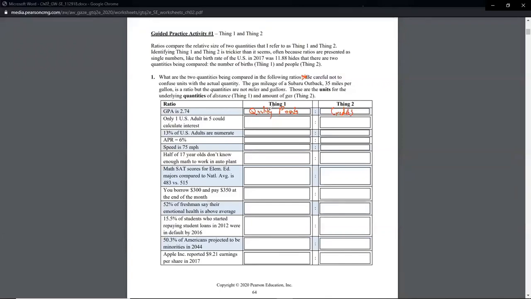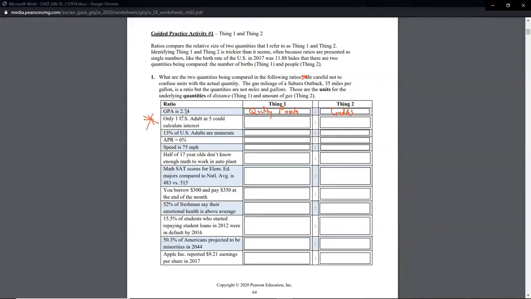Don't worry about that one too much. If this was 15 years ago, when they were still telling students this, I'd label it more importantly, but let's just move on. Only one US adult in 5 could calculate interest. Now, this problem right here is going to lead to a common theme for like half of these down here.